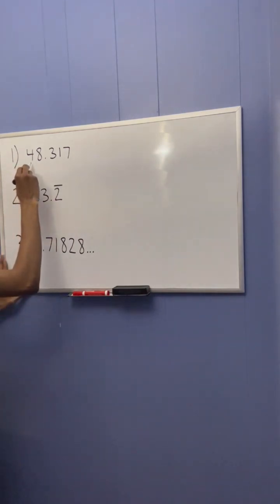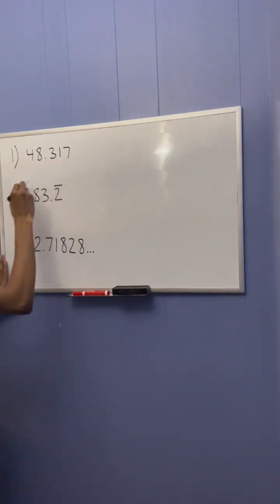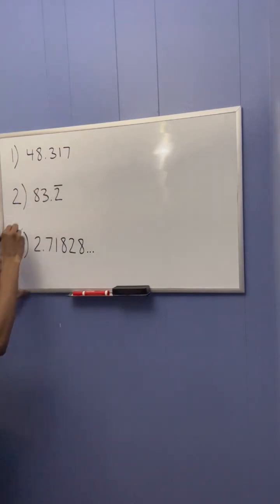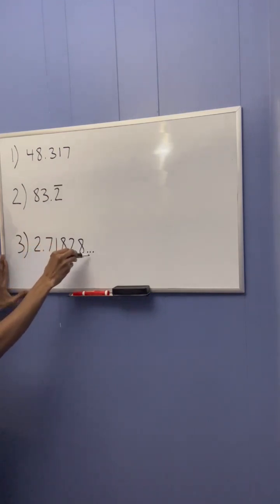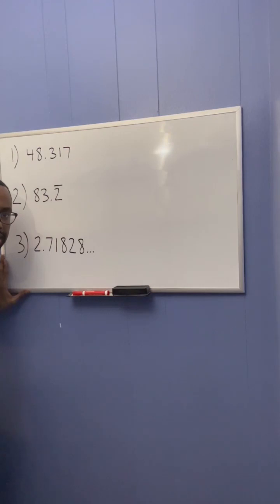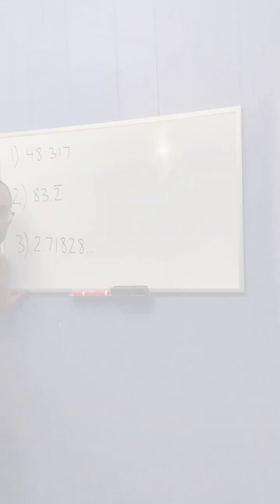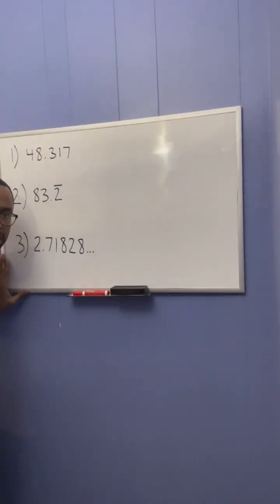So I've given you three decimals here on the board. Number 1, 48.317. Number 2, 83.2 repeating. And number 3, 2.71828... You are to figure out whether each of these decimals are non-terminating or terminating. You may pause the video and work on these decimals and comment below, and I will present you with the answers afterwards.